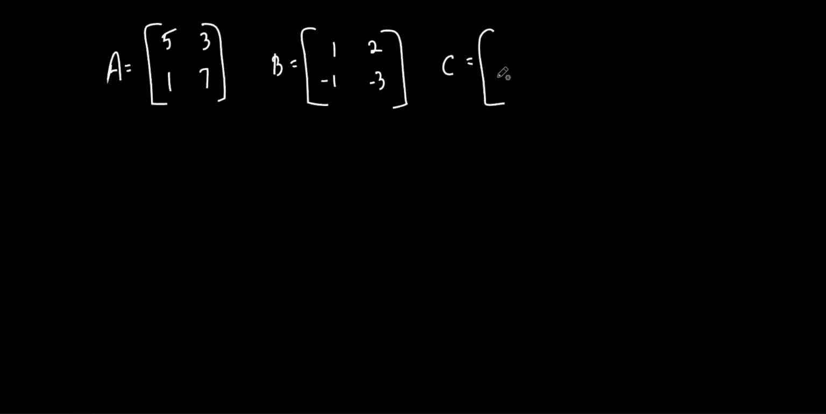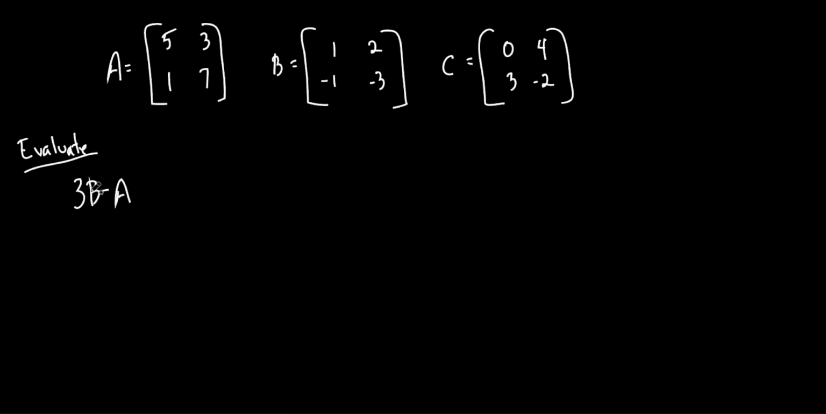And C is 0, 4, 3, negative 2. All right. So they ask you to do some things with this. The first one is 3b minus a, and it says to evaluate each expression. Evaluate this expression right there. Tell me what that's equal to.